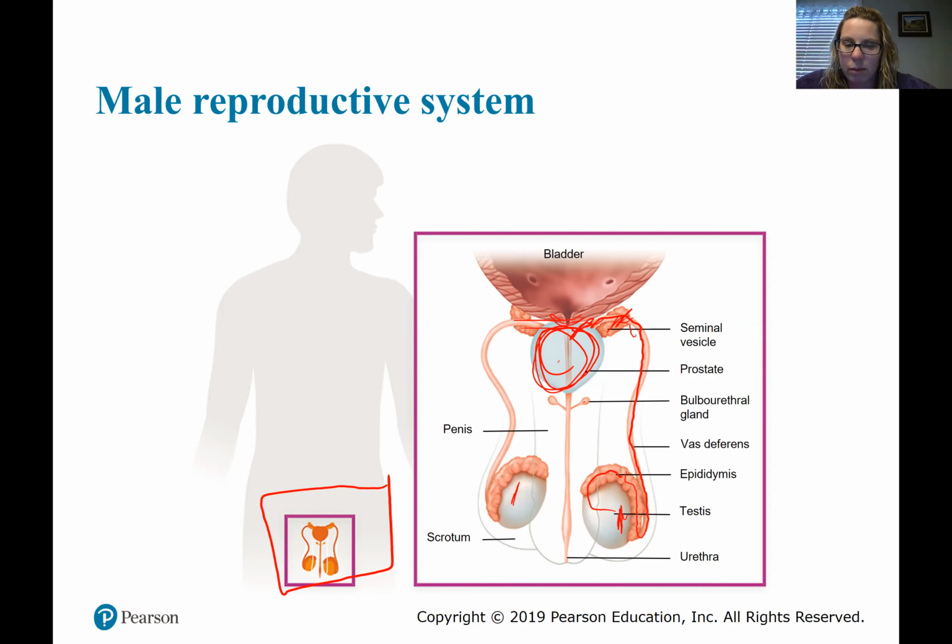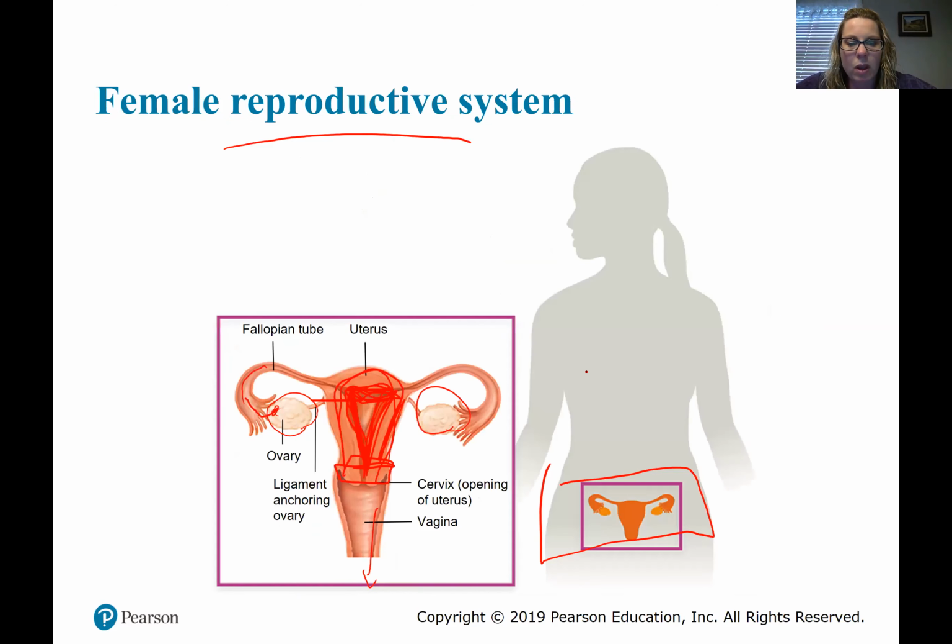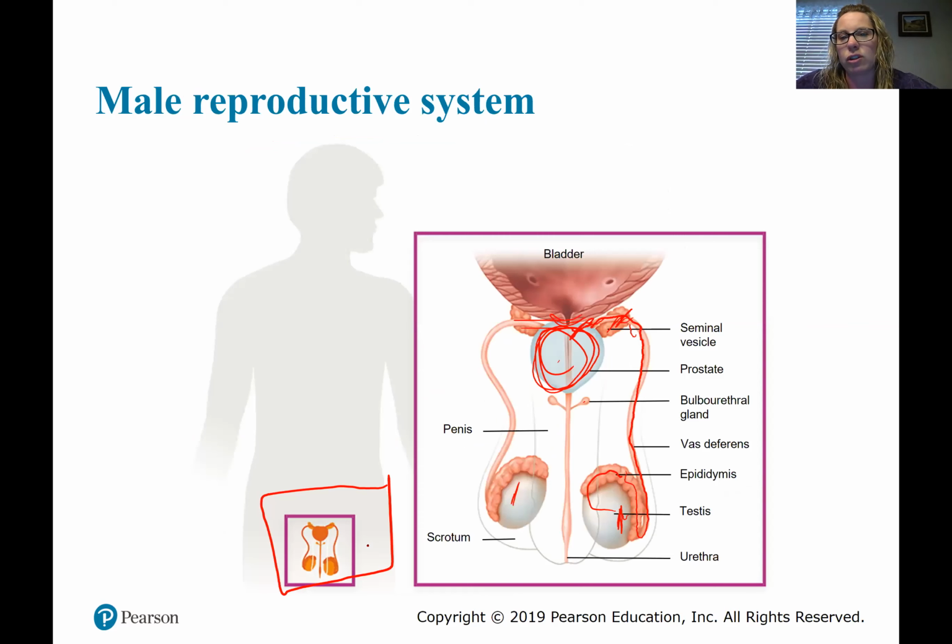Okay, so let me back up. So with the woman, the vaginal canal only is for reproductive purposes. The urethra in the woman is a separate canal that expels urine. In the man, the urethra has two purposes, one for reproduction and two for expelling urine out of the bladder. The seminal vesicles, the prostate, and the bulbourethral gland produce secretions that basically combine with the sperm to produce the semen.